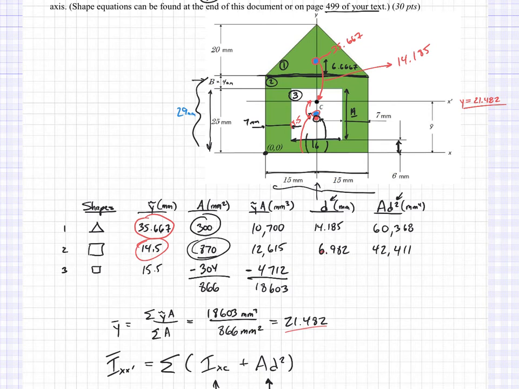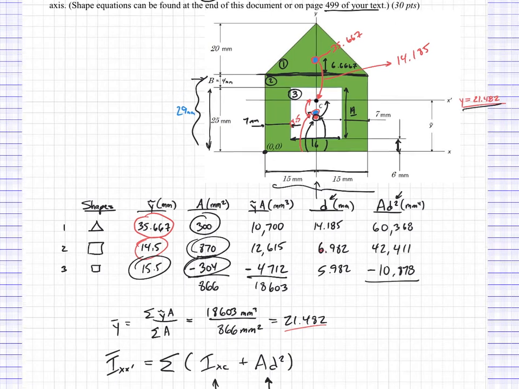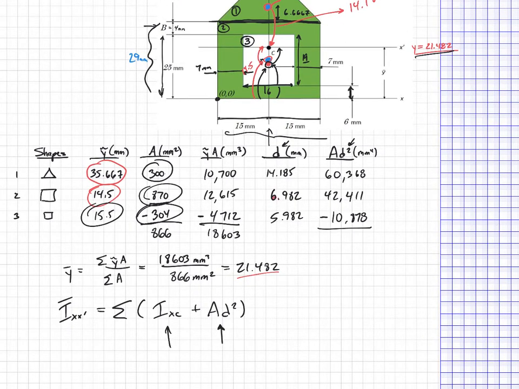Okay, and then we'll do it for the last one, and I'm going from this point, which is at 15.5. Again, my dots were written in the wrong location, and I want to know the distance from 15.5 to 21 point whatever. So 21.482 minus 15.5. Okay, and that's going to give me a distance of 5.982. I'm going to square it, and then I'll multiply times this area, which is 304. But notice it was a negative 304, so it's going to be a negative 10,878. Okay, boom.